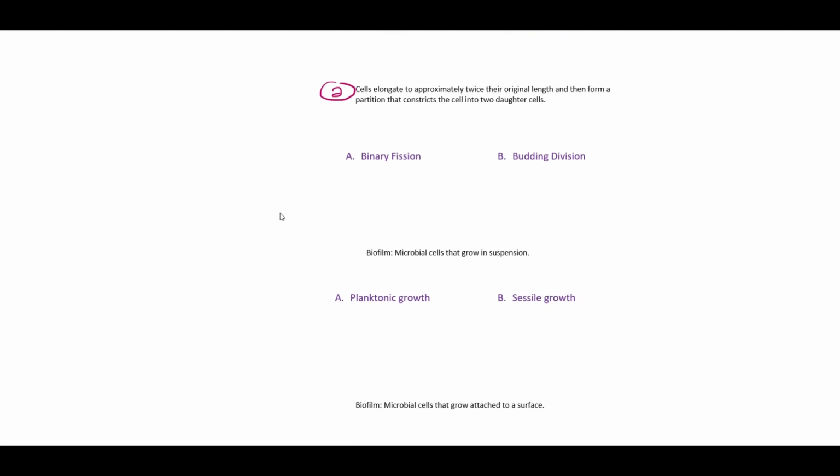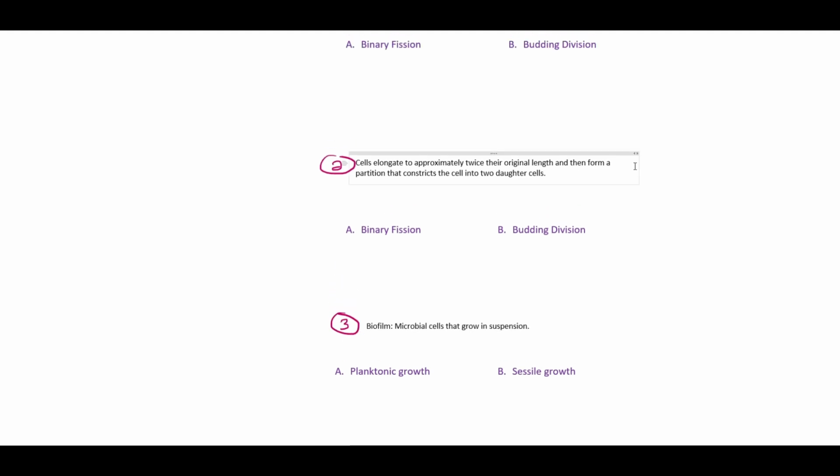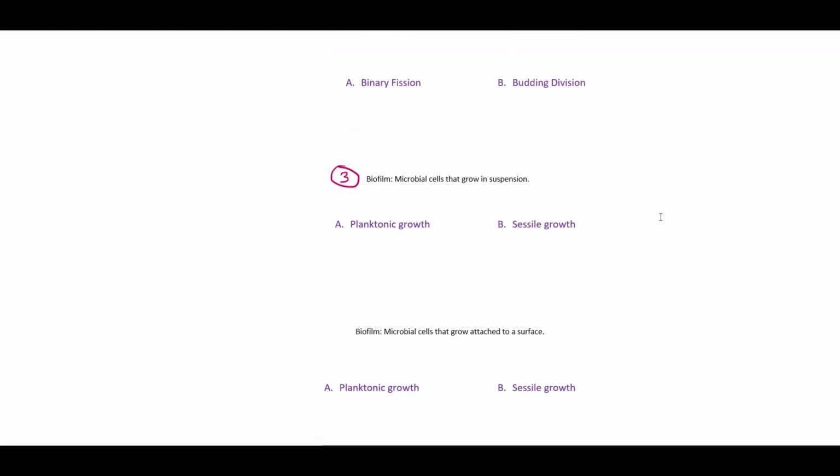Three, regarding biofilms, microbial cells that grow in suspension. Is it planktonic growth or sessile growth? A or B?